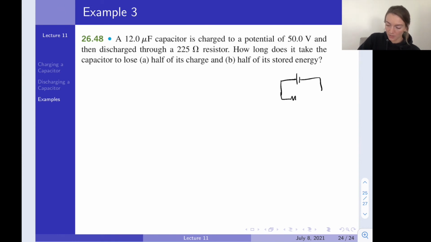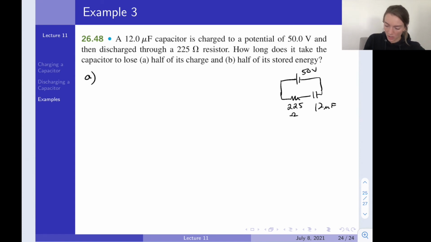So we have a capacitor that's 12 microfarads and discharged through a 225 ohm resistor. So that means that the potential supplied by the battery is 50 volts. How long does it take the capacitor to lose half of its charge?